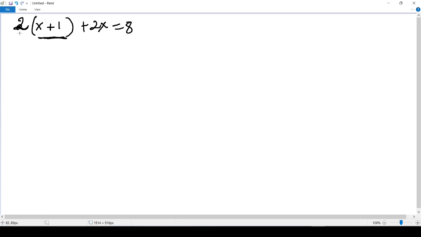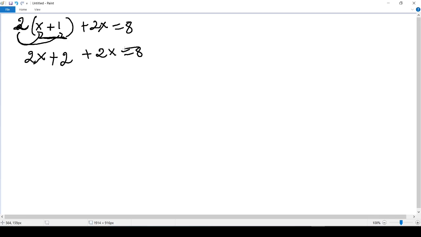So we'll do 2 times x is 2x, right? And the same 2 times 1 is 2. And in the middle we have the plus sign. We put our plus sign. And we keep doing the rest because this 2 doesn't affect the rest of our equation. So plus 2x equal to 8.